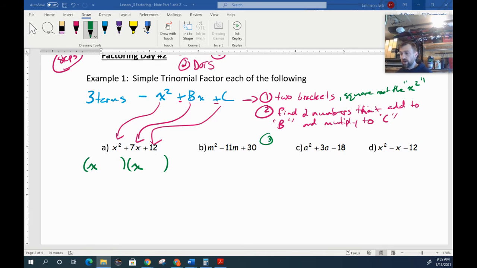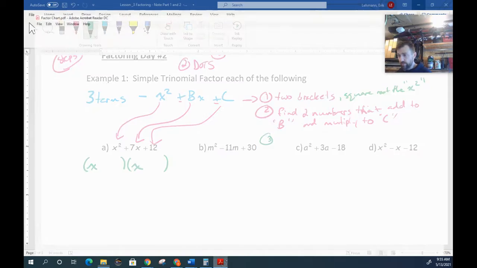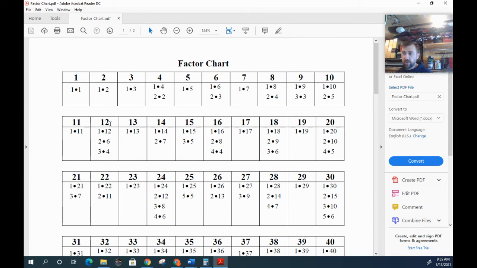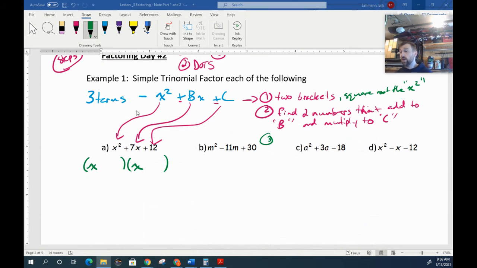If you look at that chart over here, look at 12. Here is our factor chart. 1 and 12, 2 and 6, 3 and 4. What 2 numbers multiply to 12 and add to 7? Positive 7, 3 and 4. So 3 and 4. We are done. That's how you do a simple trinomial factor. That's all there is to it.